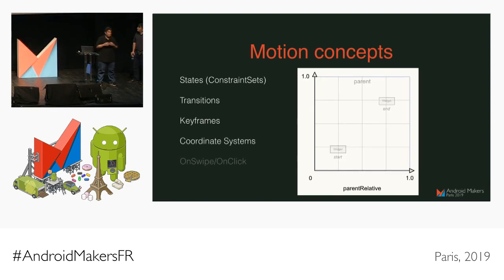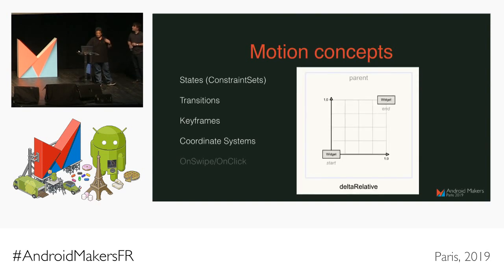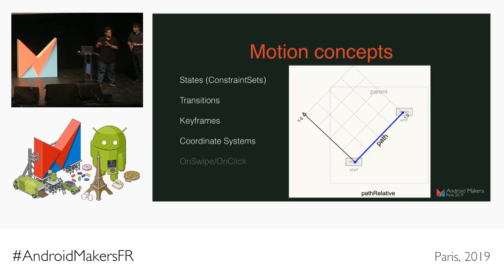The distortions, when they're with respect to position, occur in one of three coordinate systems. A parent relative, a delta relative, and a path relative. And we've had other talks about this stuff.